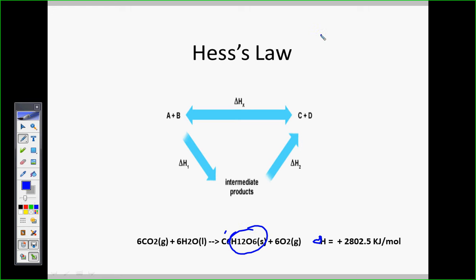Come on, do you guys not know this stuff? You gotta know it for Chem 30.